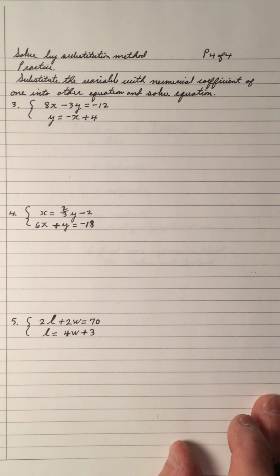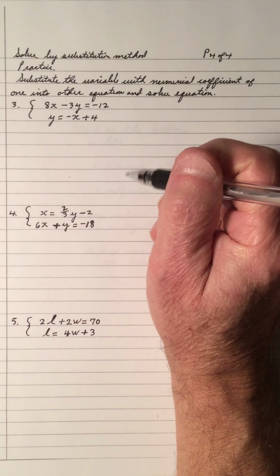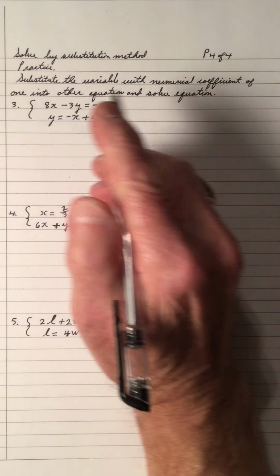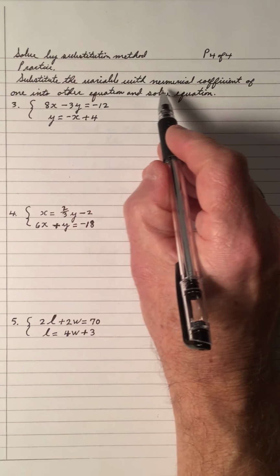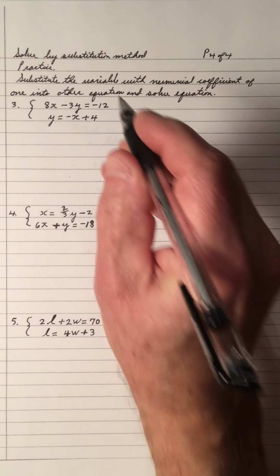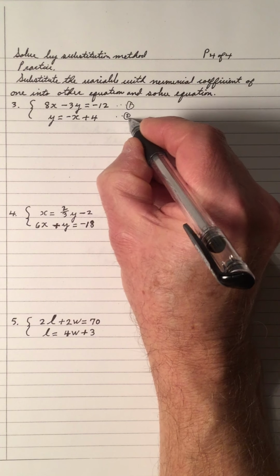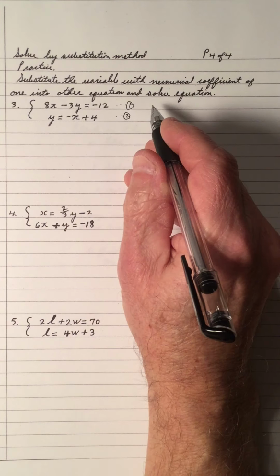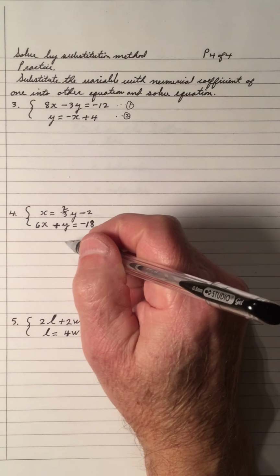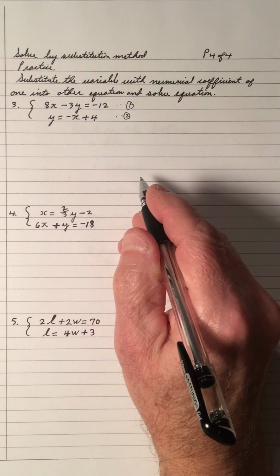And we have substitution method practice. Practice means pause the video and work out. Substitute the variable with the numerical coefficient of 1 into the other equation and solve. So this is number 1 and number 2. Pause your video, work this out, then press play. Then pause it again and work this one out and press play to see if you're right. Do one at a time.